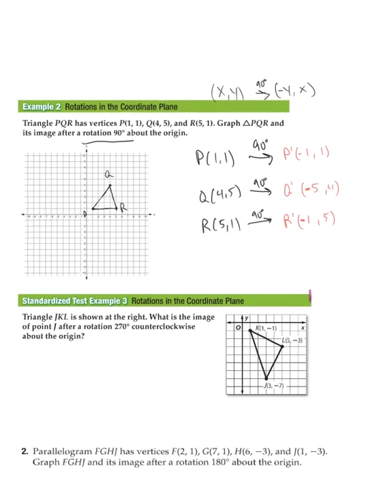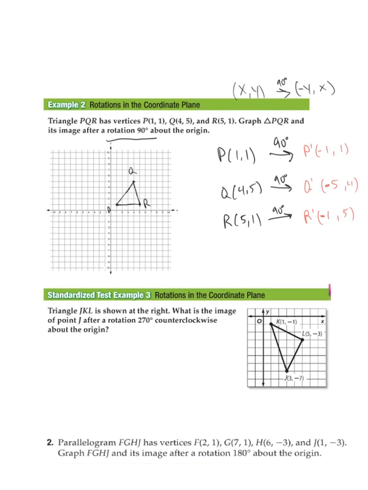Okay, we can plot those points. P prime is (-1, 1). (-5, 4) is Q prime, and (-1, 5) is R prime.